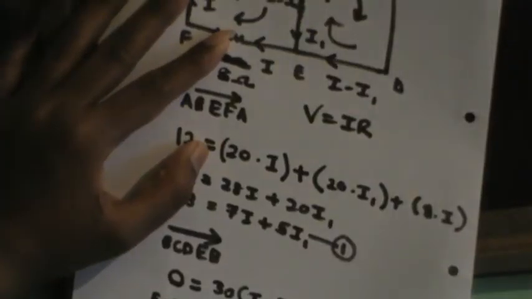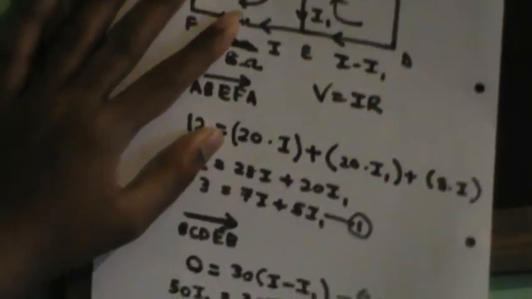So I1 is 3i by 5, so 5i1 is 5 times 3i by 5. The 5s cancel, and that will be 3i. So 3 equals 7i plus 3i. So 7i plus 3i is 10i. So 10i equals 3, which means I is equal to 3 by 10, which is 0.3 amperes.